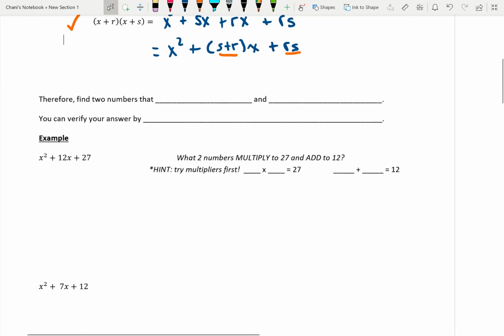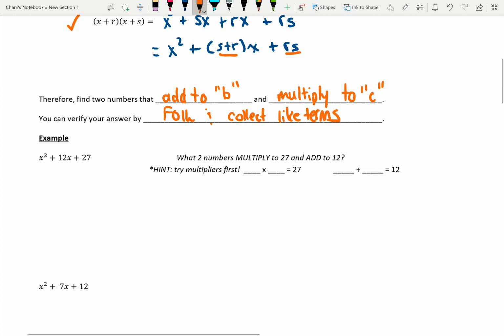Therefore, we want to find two numbers that add to the middle number, which we call b, and multiply to the constant, which we call c. We can verify our answer by then FOILing. So FOIL and collect like terms.